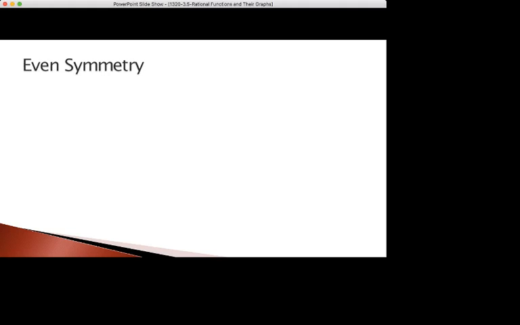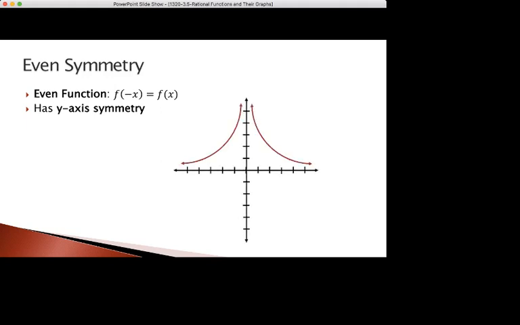Now, what do I mean by even symmetry? A function is even if it has this property. F of negative x is equal to f of x. Now, odd functions, we were symmetric about the origin. With even functions, however, we are symmetric around that y-axis. Which means if we have a function that looks something like this, and if we flip it around the y-axis, and we end up back where we started, then it has even symmetry.